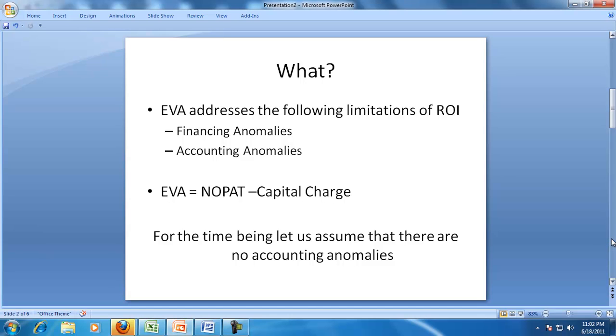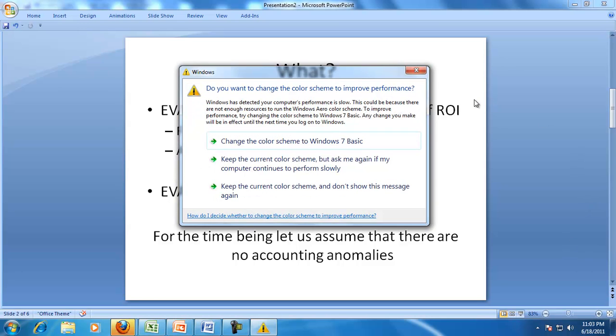What is this EVA? As we have mentioned previously in one of our classes, EVA is another performance indicator and addresses the two important limitations of return on investment: financing anomalies and accounting anomalies. But for the time being in this discussion, we are ignoring the accounting anomalies and concentrating only on the financing anomalies. So to revisit, EVA is net operating profit after tax but before interest, minus the capital charge. So EVA is NOPAT minus the capital charge.